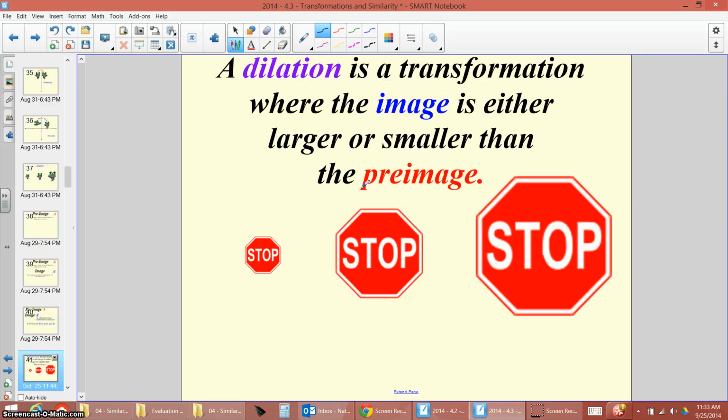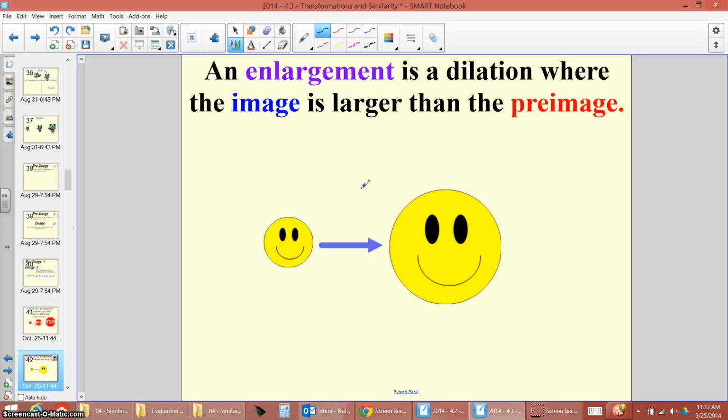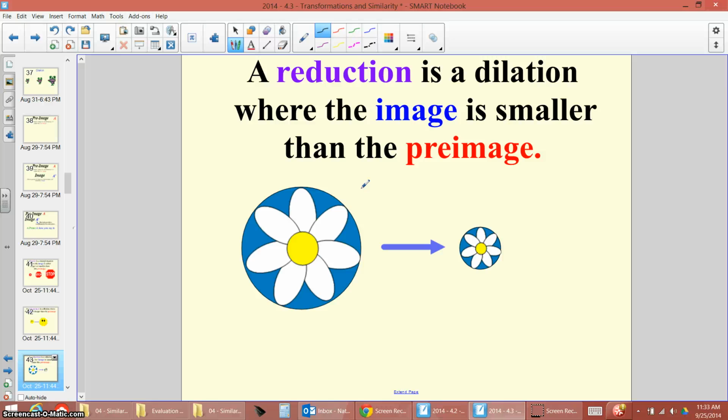Now, a dilation is a transformation where the image is either larger or smaller than the pre-image. So an enlargement is when I make it bigger. A reduction is when I make it smaller. So that the pre-image, the initial start, that's where we started with, is bigger than the image. So overall, I'm making the image smaller.